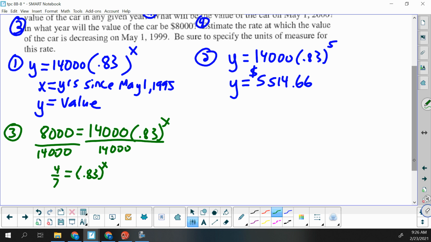To get an x that's in the exponent, we need to do a log. So the base of your log is always the same as the base of your exponent. So we'll have 0.83 as the base of our log. The thing that was by itself will become the inside of our log, and now x is alone. Take a moment to punch that in.